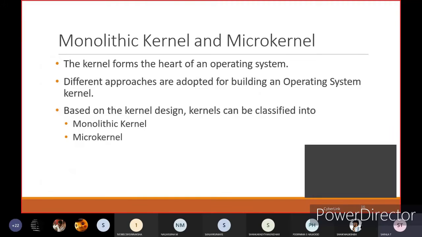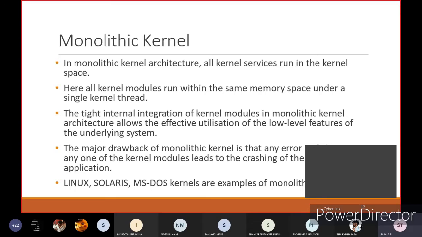Kernels are classified into monolithic kernels and microkernels. In monolithic kernel architecture, all kernel services run in the kernel space. Whatever kernel space we have provided to run any of the services, everything will be running on the same kernel space. Here, all kernel modules run within the same memory space under a single kernel thread. All the modules and tasks run in the same memory space in a single kernel thread.